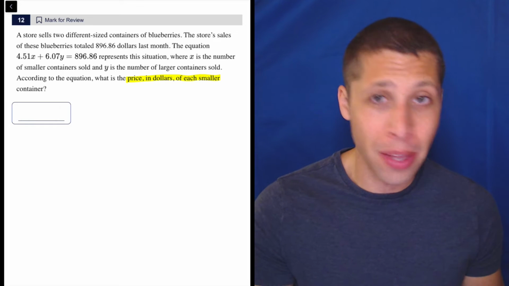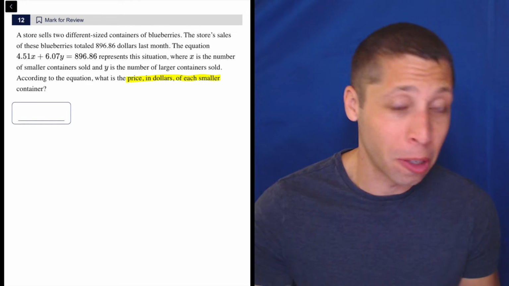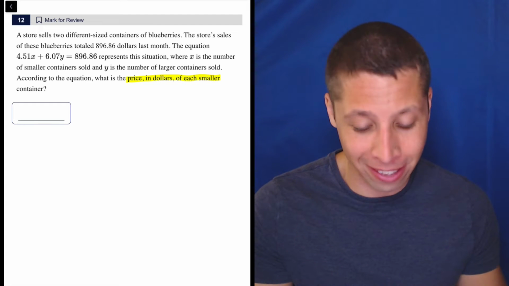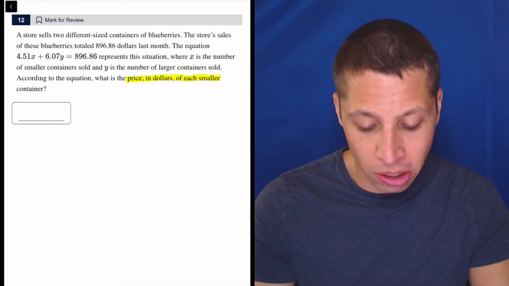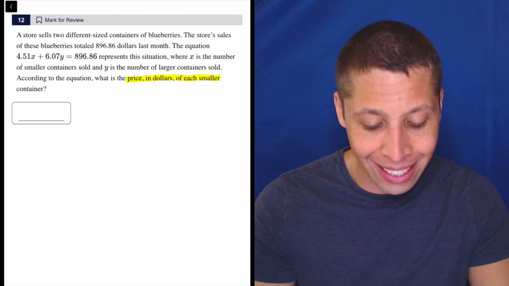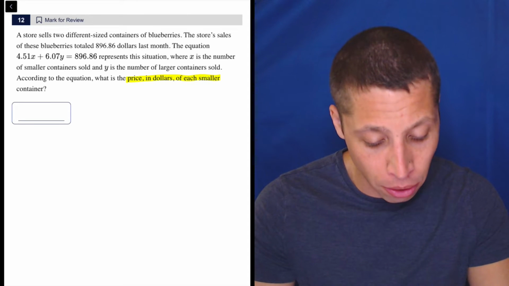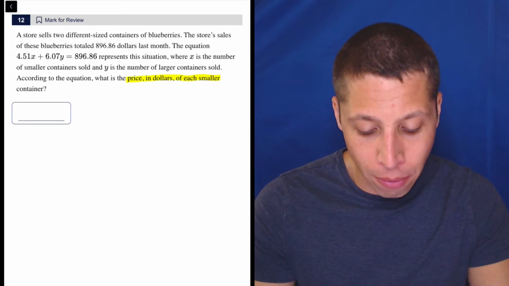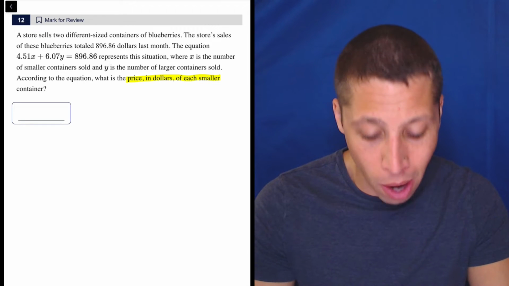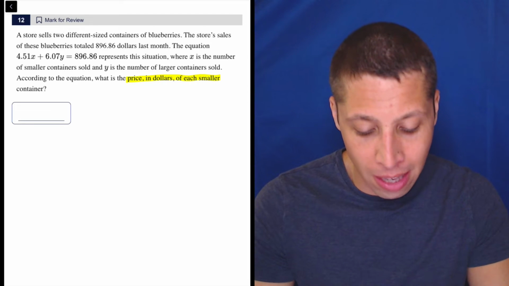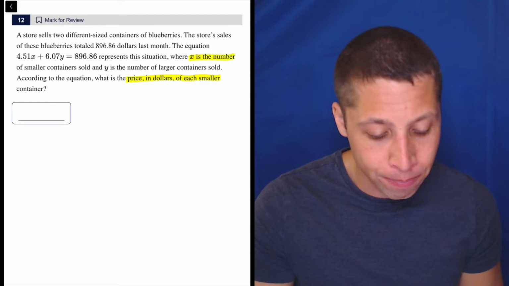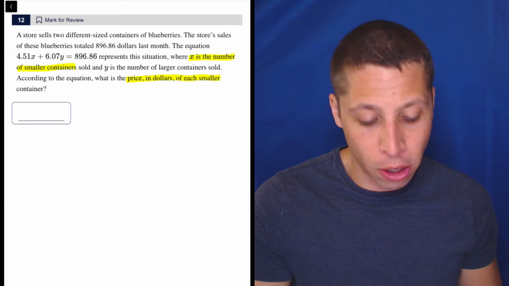Maybe now as I read, I'm thinking there's probably a large container, right? So let's make sure. A store sells 2 different size containers of blueberries. The store's sales of these blueberries totaled $896.86 per month last month. The equation 4.51x plus 6.07y equals 896.86 represents this situation where x is the number of smaller containers, okay, and y is the number of larger containers, right?